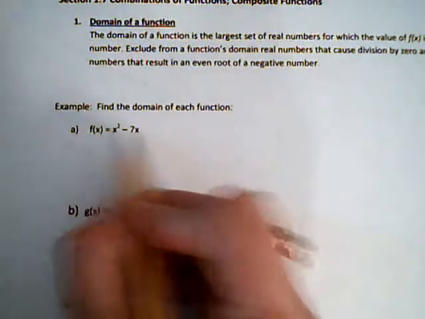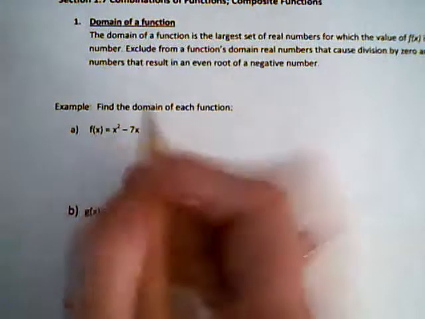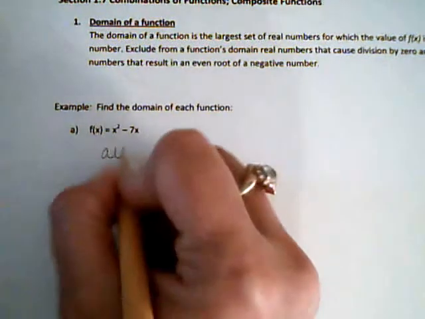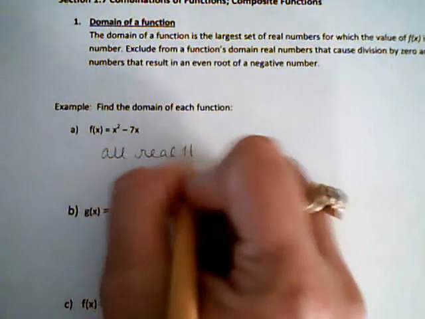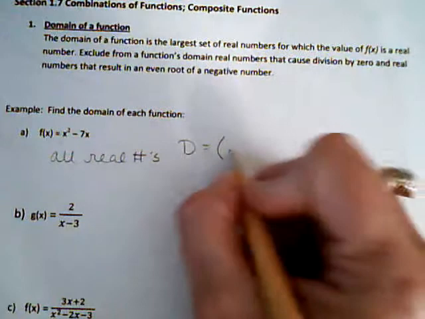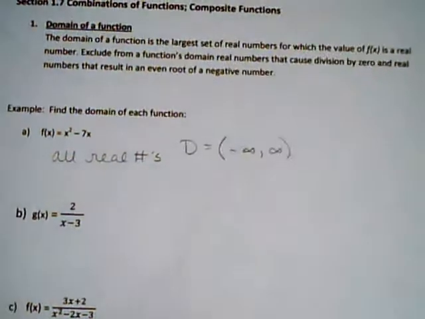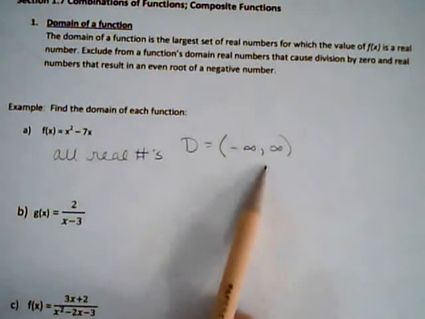I can put any value I want in here for x and be able to get a value for the function. So we say the domain is all real numbers. To write that in interval notation, it would be from negative infinity to positive infinity. If they want it written in interval notation, this is how you would type it.